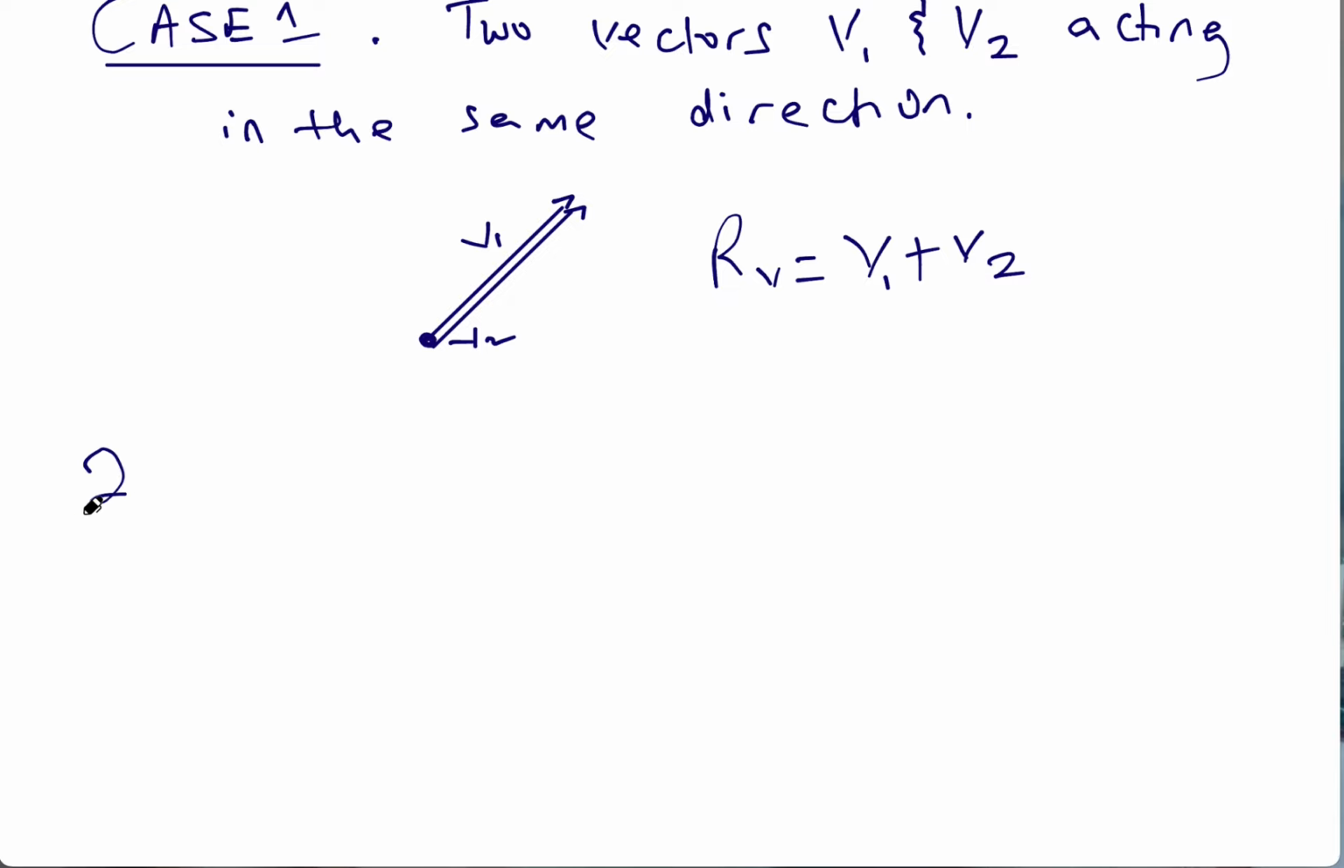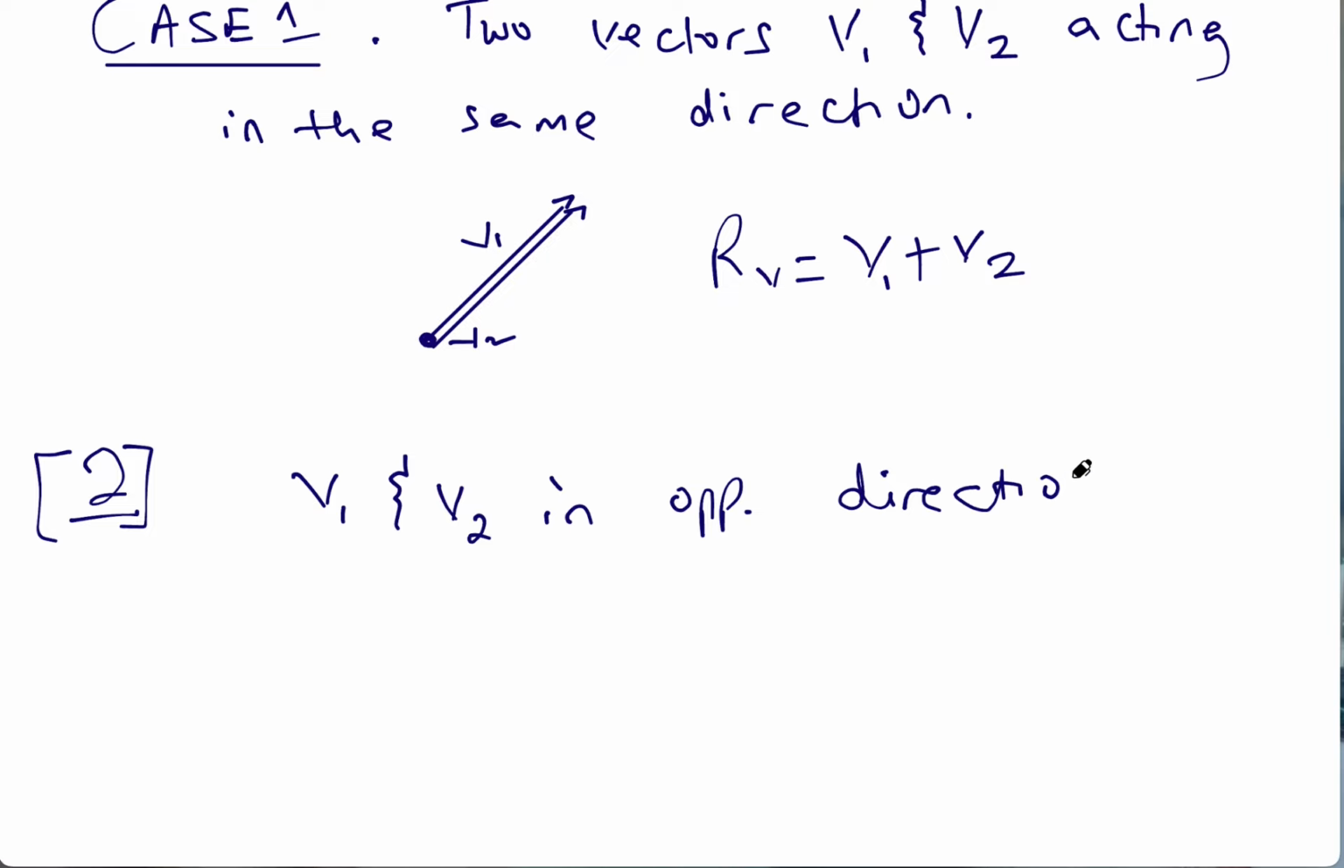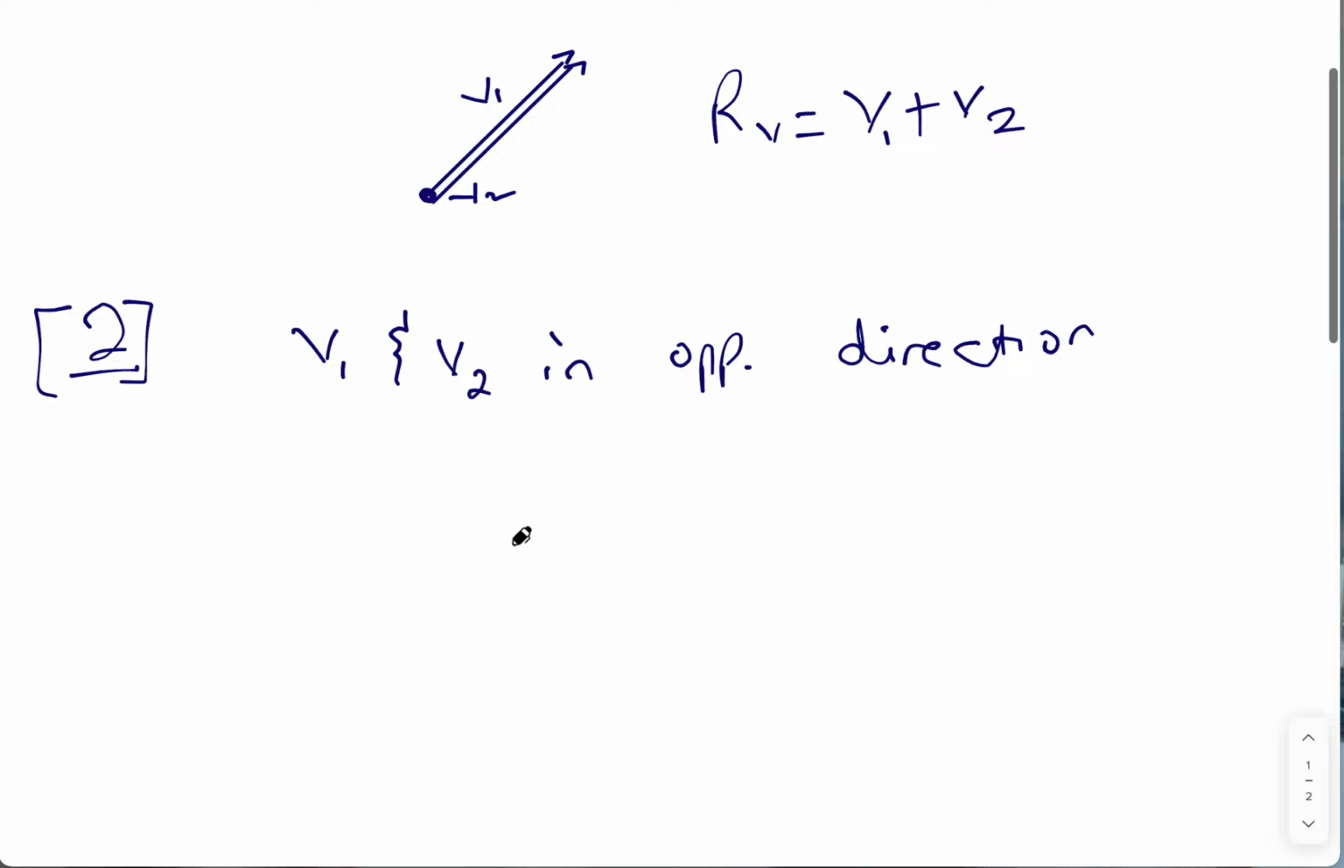Let's look at case 2 now. For case 2, we'll be looking at two vectors moving in opposite directions, v1 and v2 in opposite directions, and this opposite direction is directly opposite. So what do I mean by that? If this is the point and we have vector v1 acting in this direction and vector v2 acting in this direction, we have this to be v1 and this to be v2.